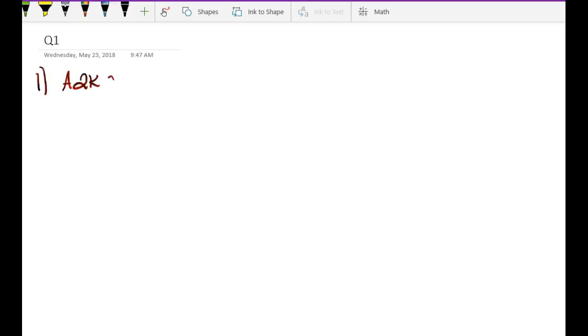Alright, number 1 on the final review packet. You have a 2 kilogram object that's attached to a 40 centimeter rope, swung in a horizontal circle at a constant speed. The object is going to make 20 revolutions in 5 seconds. The first thing we're supposed to find is the tangential speed.